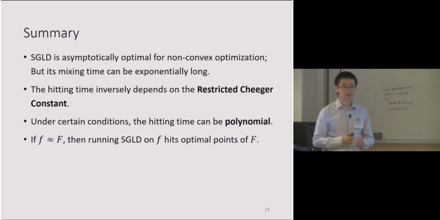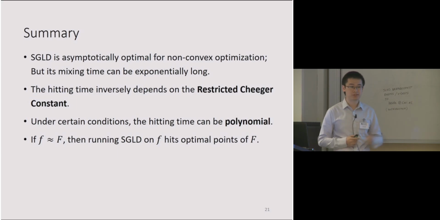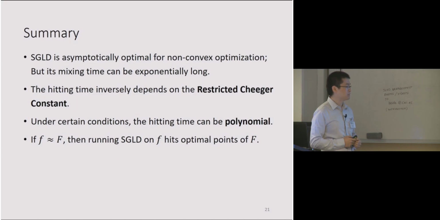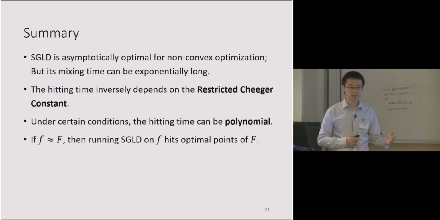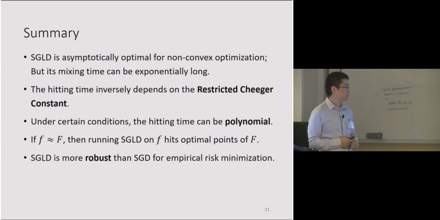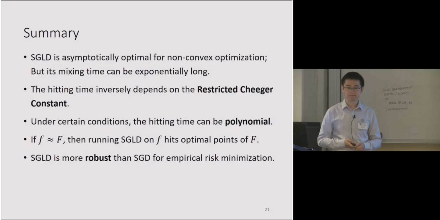One highlight is the so-called stability property, which implies that if you consider a proxy function that is pointwise close to the original function, then the algorithm is able to hit the optimal points of the proxy function and escape certain bad local minimum of the original function. As a result, we're able to show that SGLD is more robust than SGD for empirical risk minimization in general, and also for the concrete problem of learning linear classifier under 0-1 loss.